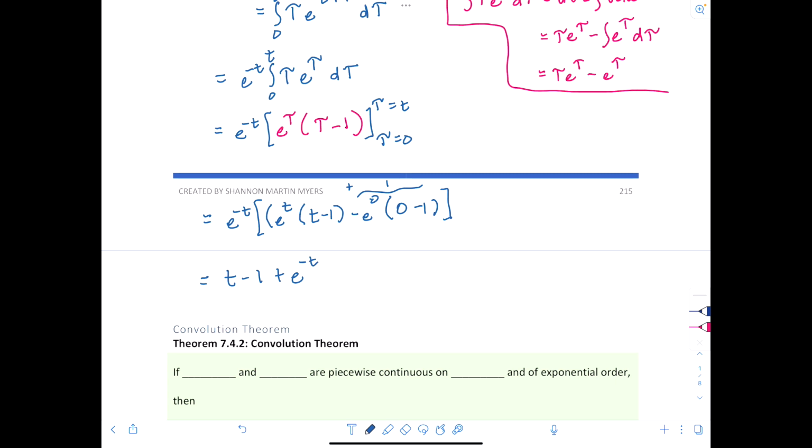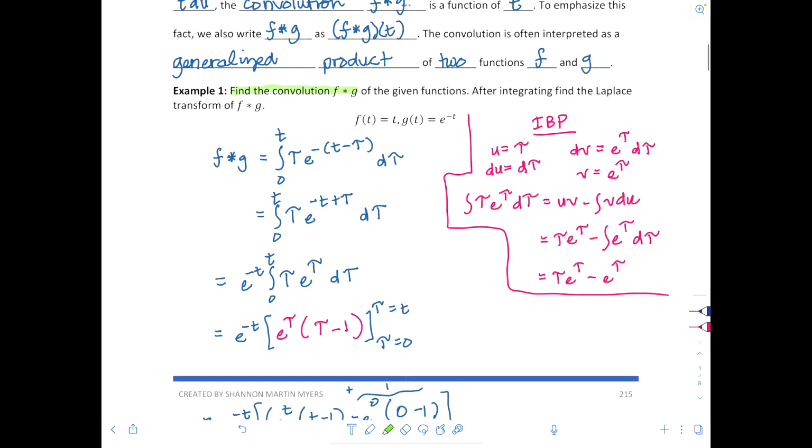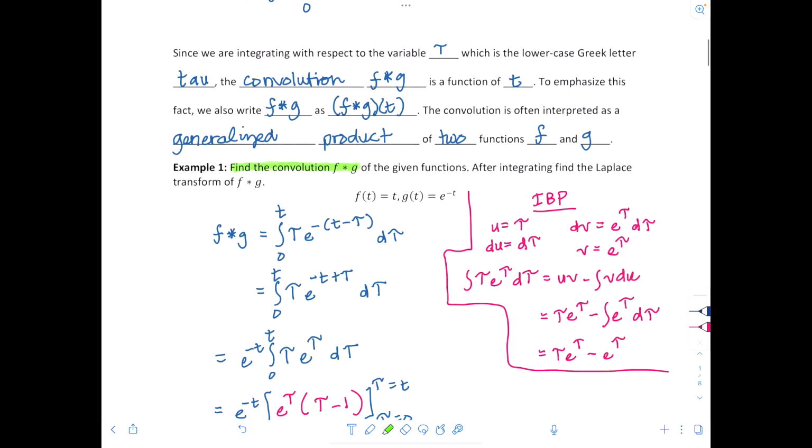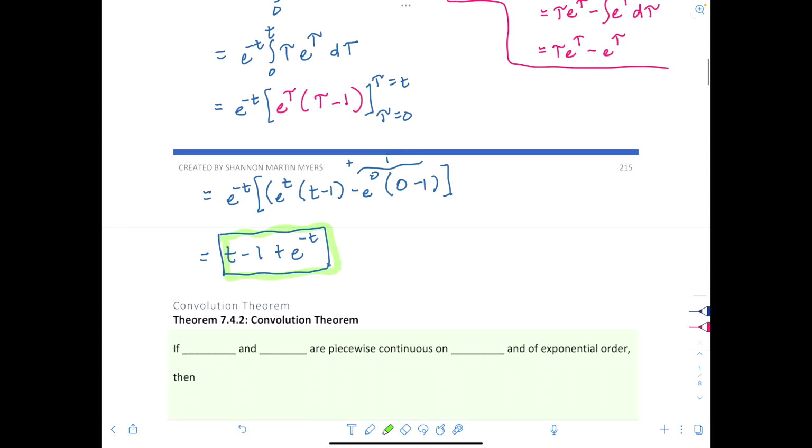So what I found here was the convolution. So this here is the convolution of f and g. All right?